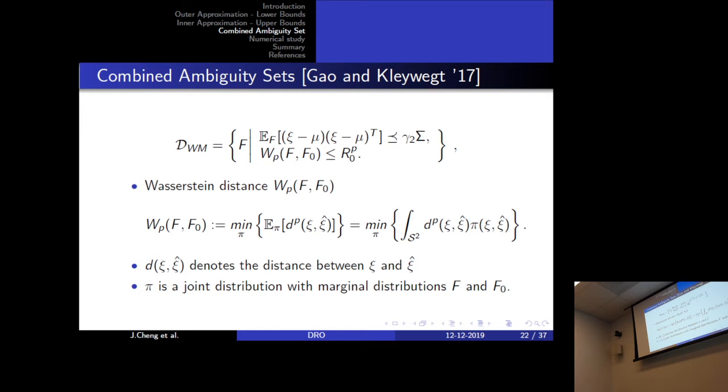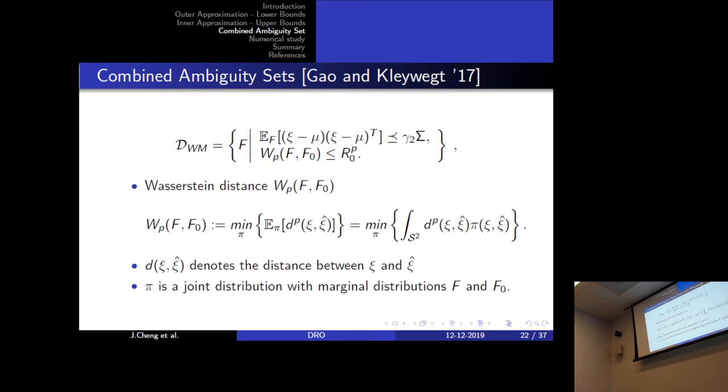So actually, this ambiguity set considers both of them. Moment based, the covariance information, and also metric based, because you have a reference distribution. You study all the distributions whose distance to the reference distribution is bounded by R0 part P, and actually this metric here is a Wasserstein metric. How to define this? Actually, this is the definition of the Wasserstein metric. And here dp is the distance between two vectors.